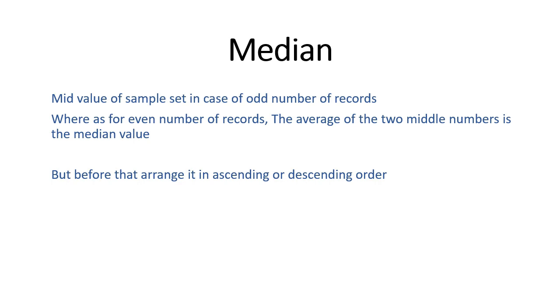Median. Basically, it is the mid value of the sample set in case of an odd number of records, whereas for an even number of records, take the average of the two middle numbers. So this is how we calculate median. But before that, please arrange the data in ascending or descending order.